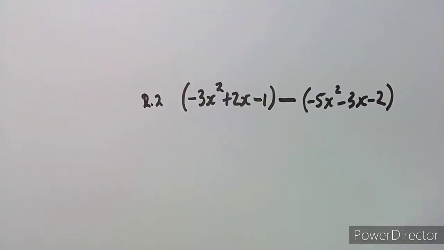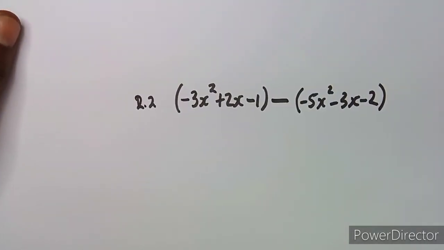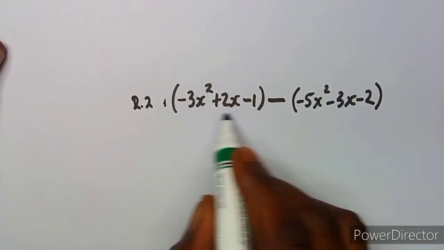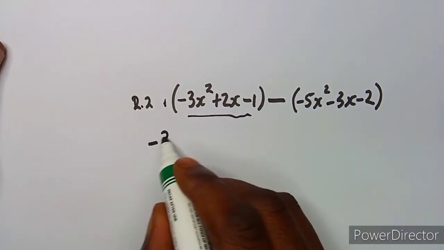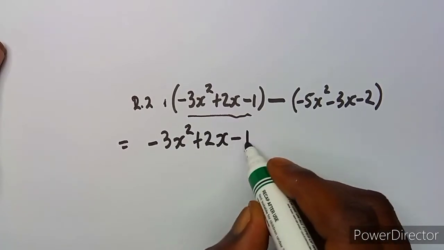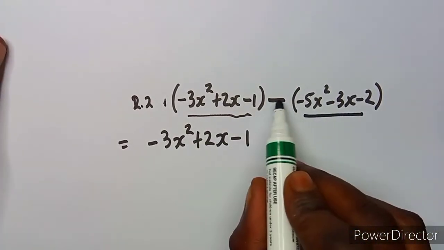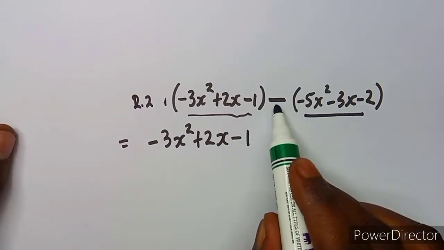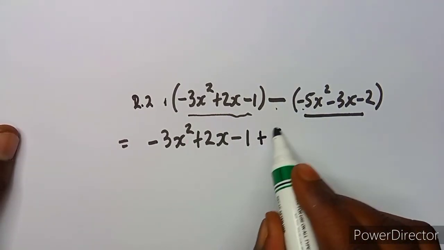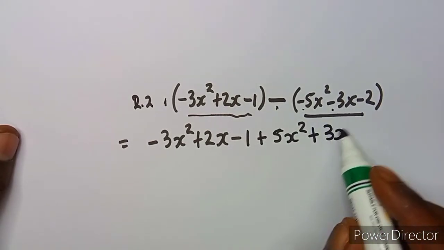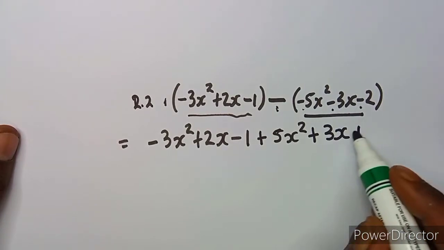All right. Now at this stage, what am I going to do? Expand the bracket so that, as you can see, this is a 1. So there's nothing. This bracket is going to remain as it is, which is minus 3x squared plus 2x minus 1. But this bracket is going to be affected by a negative. Take note now, because of a negative, everything is going to change. So it's negative and negative, that's a plus. So it's plus 5x squared. Negative and a negative plus 3x. Negative and a negative plus 2.